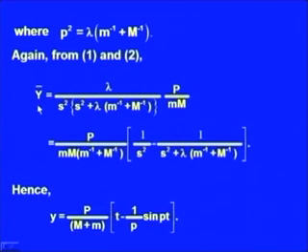And when we take the inverse Laplace transform of this equation, we get y equal to p over (m plus capital M) times the inverse Laplace transform of 1 over s square, which is t, minus, again here we take p square equal to lambda times (m to the power minus 1 plus capital M to the power minus 1). So, then the inverse Laplace transform of this is sin p t over p.